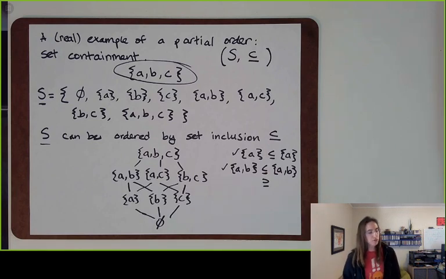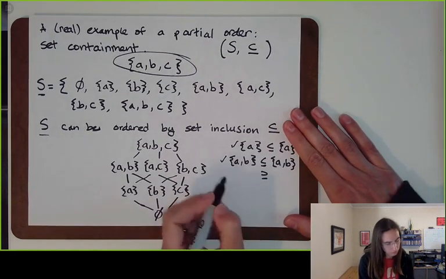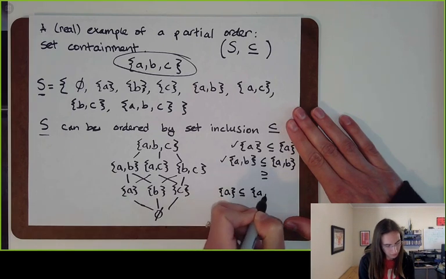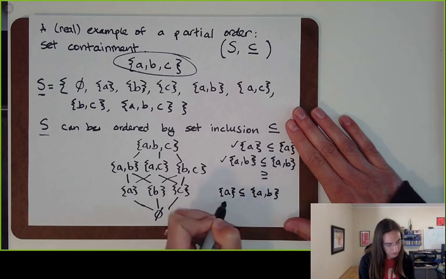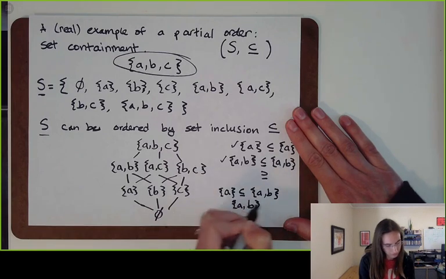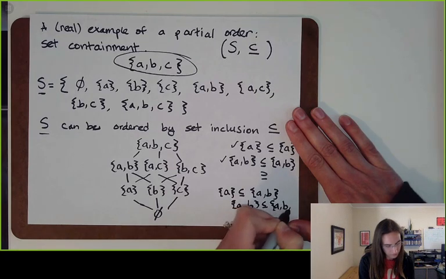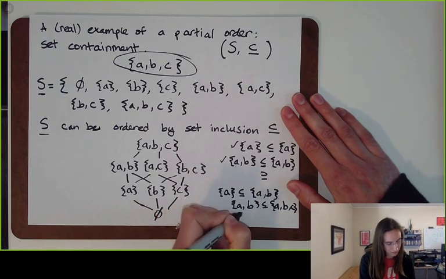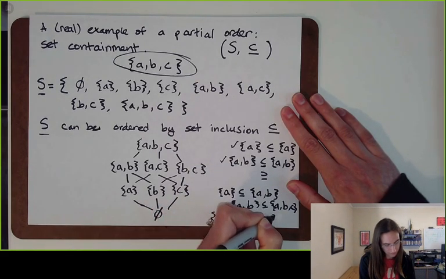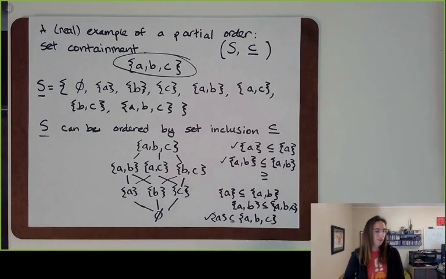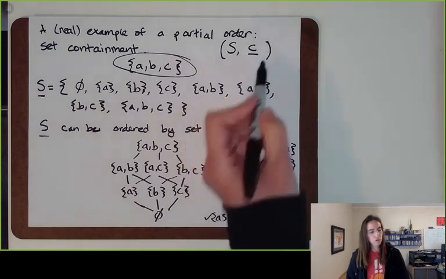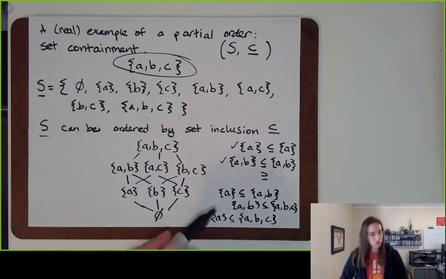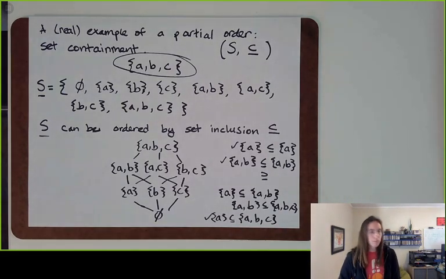And then what about the last part, transitivity? Well, in this case, transitivity would be something like, the set containing A is a subset of the set containing A and B. The set containing A and B is a subset of the set containing A, B, and C. Therefore, we can put those two pieces together and get that the set containing A is a subset of the set containing A, B, and C. So we got all three. We have that this particular binary relation is reflexive, anti-symmetric, and transitive. So that means that we have a partial order.